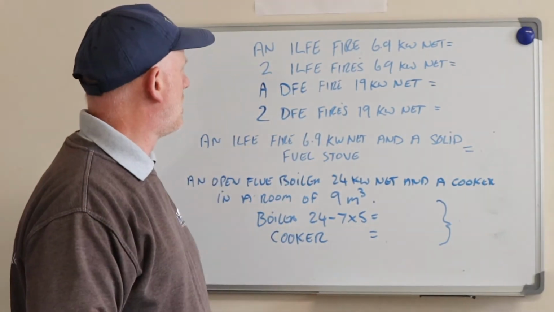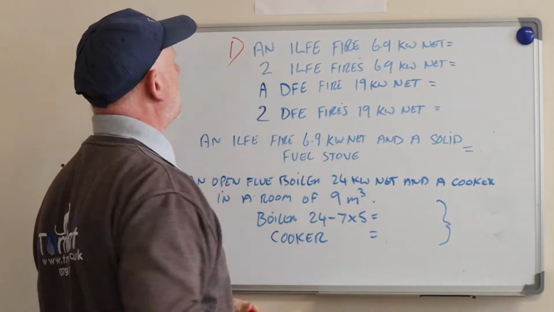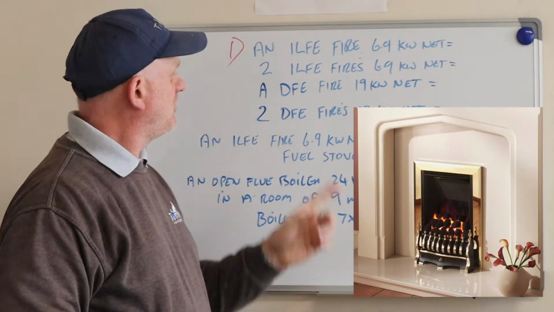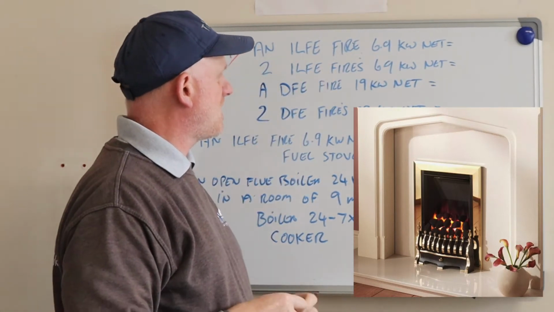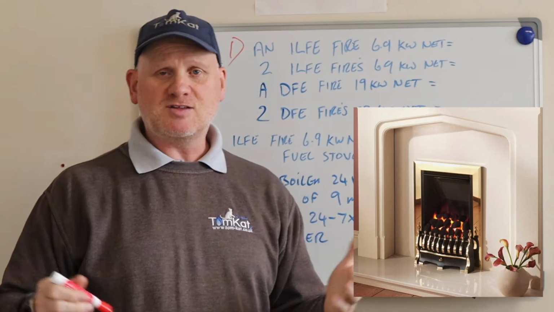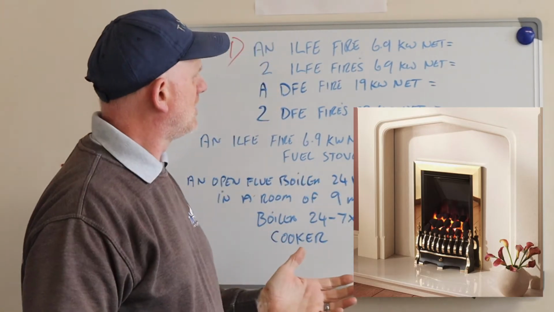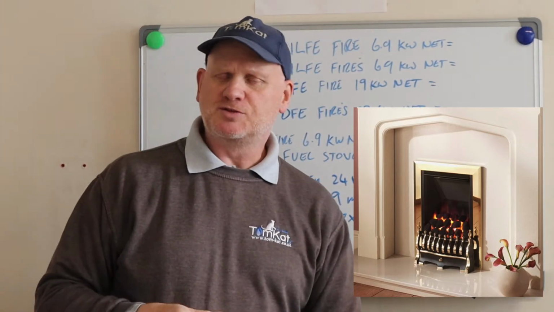So number 1. An inset live fuel effect fire of 6.9 kilowatts net is installed in a living room. So what ventilation would that require?